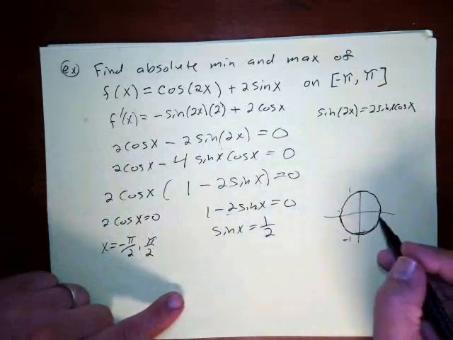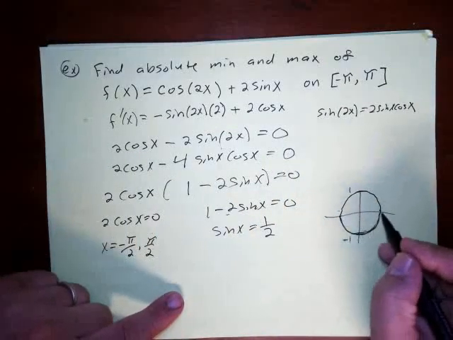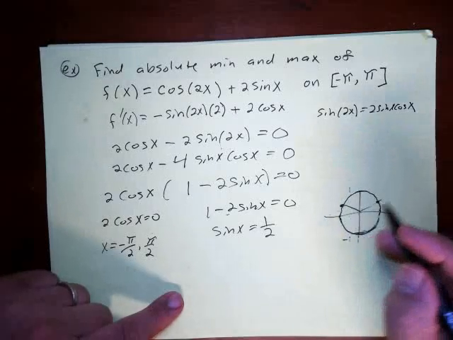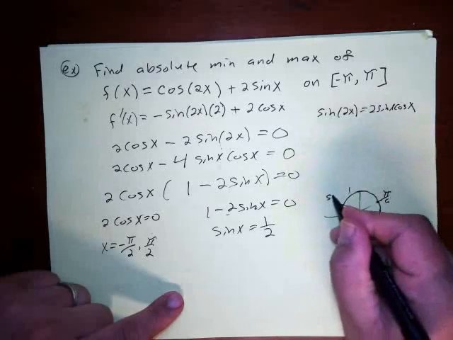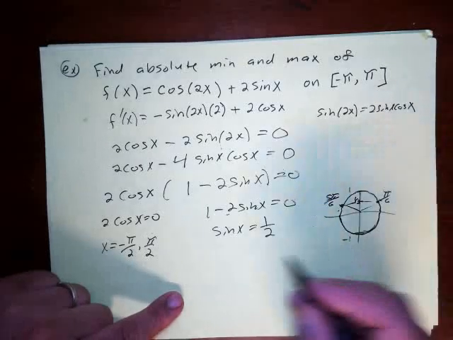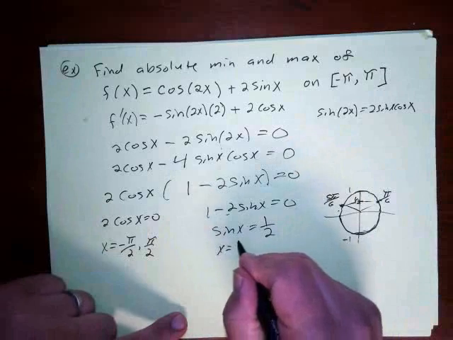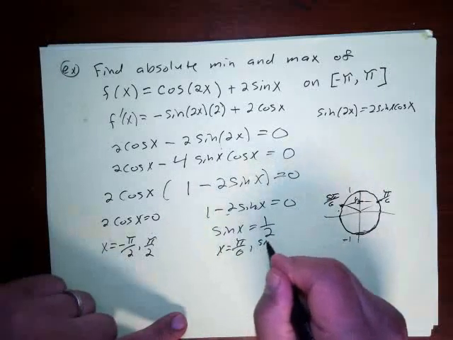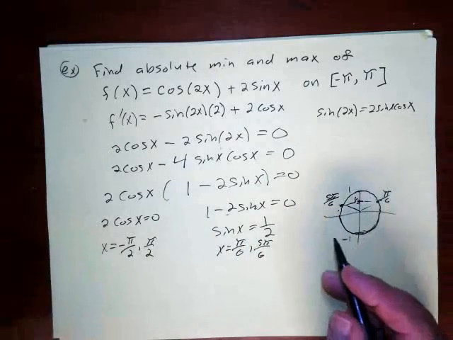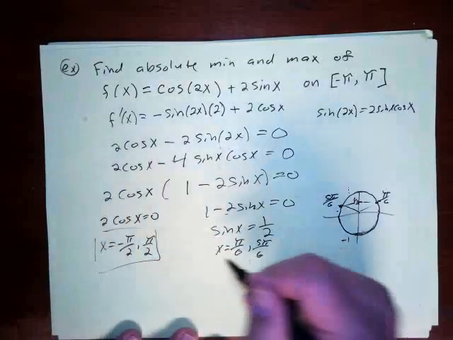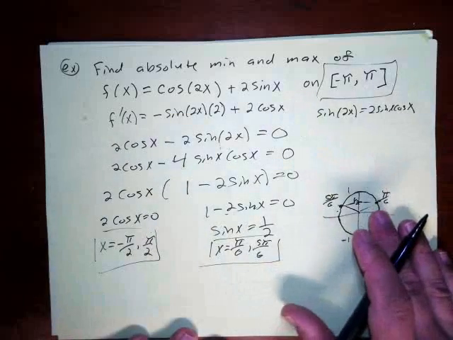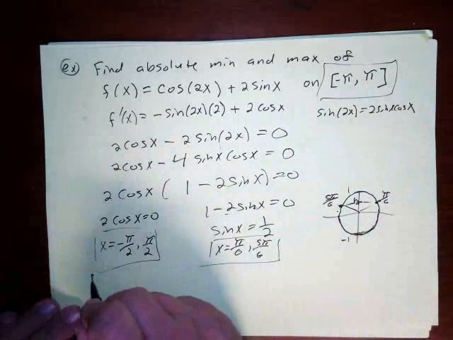Okay, and then when is sine equal to 1/2? Well, it'll be 5 pi over 6, and I'm sorry, pi over 6 and 5 pi over 6. That's when the y value is equal to 1/2. So pi over 6, 5 pi over 6. Okay, and so now we found the critical points. These are the endpoints of the interval, and now we got to test them all. There's 4 points. So let's write them down.